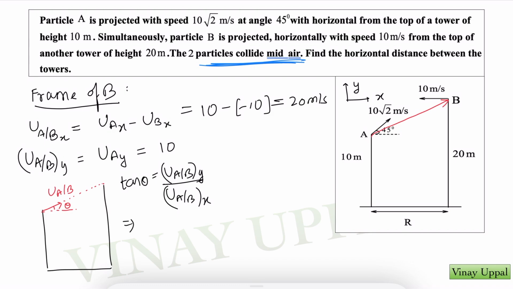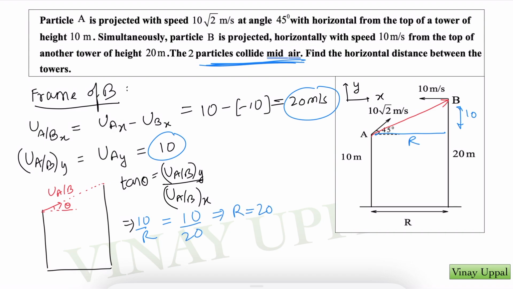And from geometry, I already know what tan theta is. What is tan theta here? This is 10 meters and this is r, which I want. So I can write 10 by r. And I know the y component and x component of the relative velocities. The y component is 10, the x component is 20. So I'll have 10 by 20, and therefore my value of r is 20 meters.